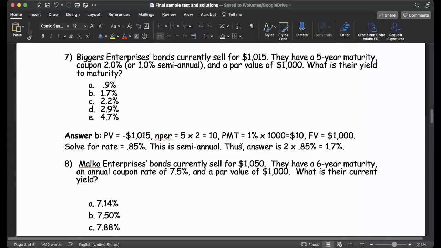Payment should be the semi-annual payment, which is the semi-annual rate 1% multiplied by par 1,000, which is $10. Future value is the par value 1,000. Compute for I, we should get 0.85. So the semi-annual rate of return is 0.85%. We multiply by 2, we have 1.7% as our final answer.